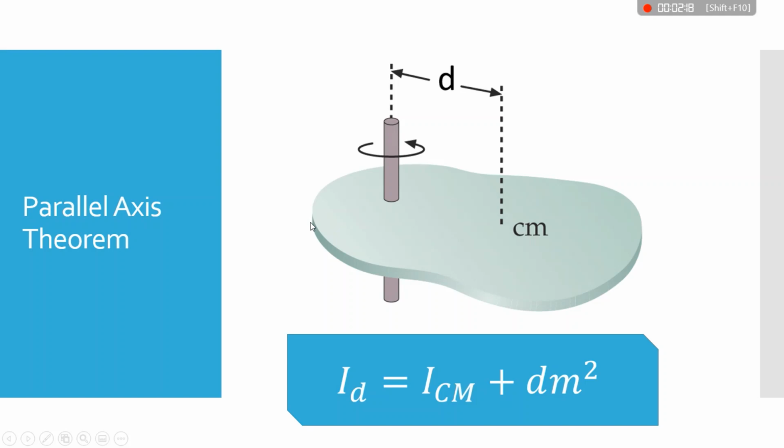The parallel axis theorem says if we shift the axis of rotation away from the center of mass, then we can add whatever that distance from the center of mass is, squared, times our mass. So using this, we can shift our axis of rotation away from wherever the center of mass is, and figure out what our new rotational inertia is going to be at that new axis of rotation.